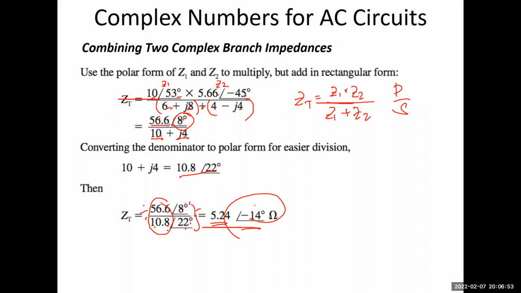Okay? Or you could convert this to rectangular form, which is something about 5.08 minus J1.27. Okay? And measured in ohms. Okay? Can still follow? Can still follow? Yes po, sir.